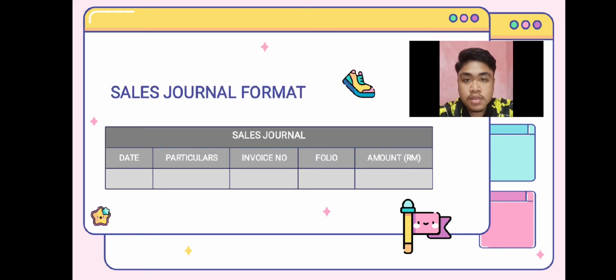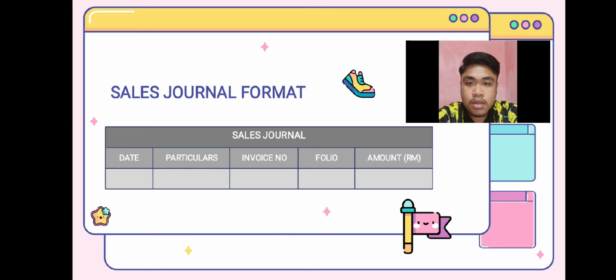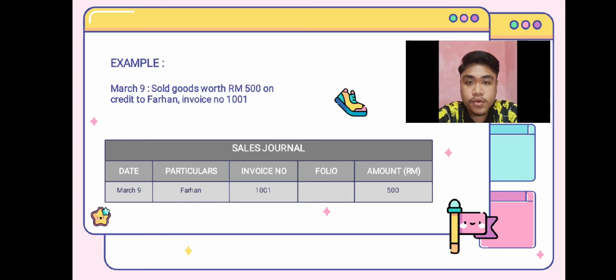As you can see here, this is the format of a sales journal. The things that you need to put are title, date, particulars, invoice number, folio, and amount. The first column is date, the second is particulars, the third is invoice number, then folio, and the last one is amount.